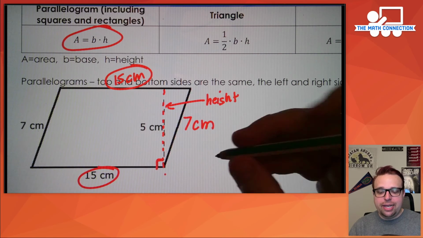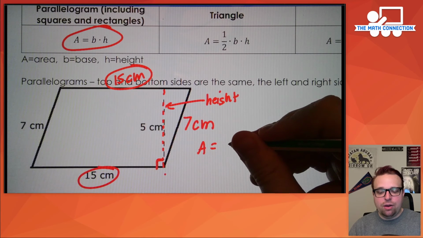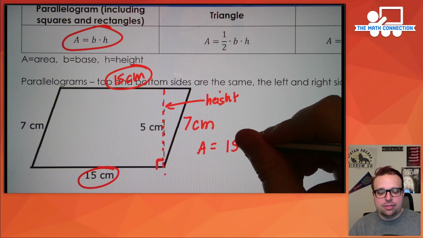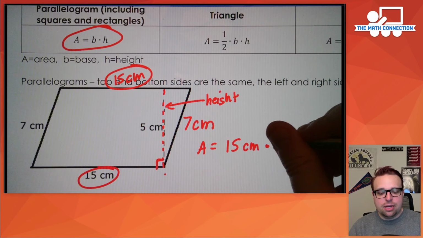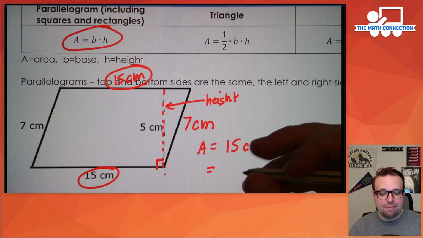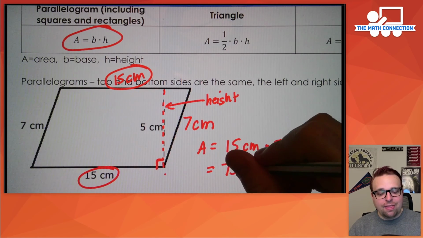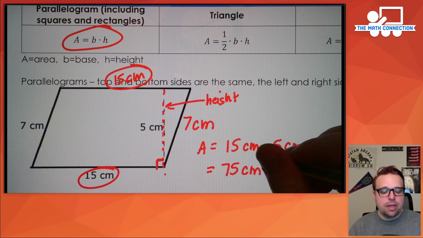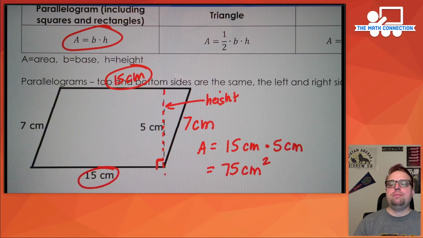And in order for you to find the area of this, you are just going to take the base, meaning the area is the base, 15 centimeters, times the height, which is 5 centimeters. So 15 times 5 is how much? Well, 5 times 10 is 50, and 5 times 5 is 25. So 50 and 25 makes 75. And that would be centimeters squared.